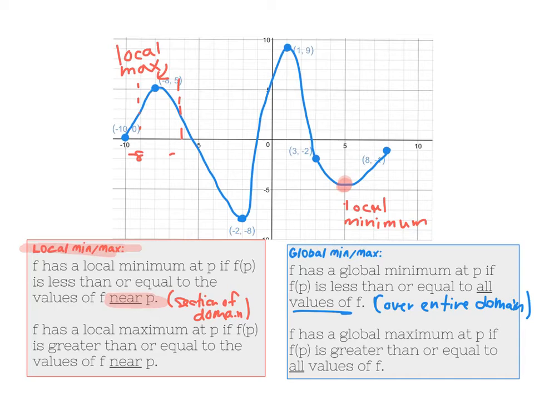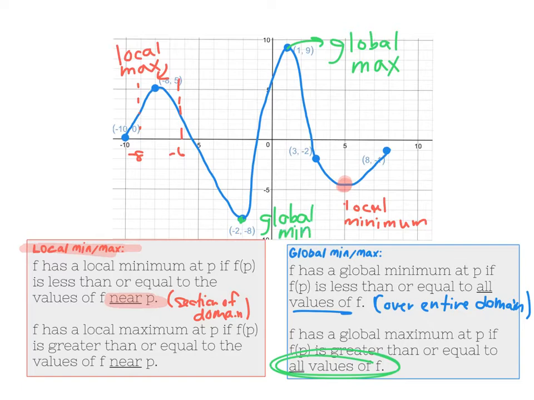But if I'm looking for the global maximum, I'd have to look over the entire domain, and the entire domain goes from -10 all the way over to 8. If I followed every single input, what's the biggest value? That'd be our global maximum. So this point right here would be our global max, because the output of 9 is bigger than or equal to all the values of f. This over here would be our global minimum, because if I consider every single input into my function, the smallest output value is -8. So that's the difference between local minimums and global minimums, and same thing with local maximum and global maximum.